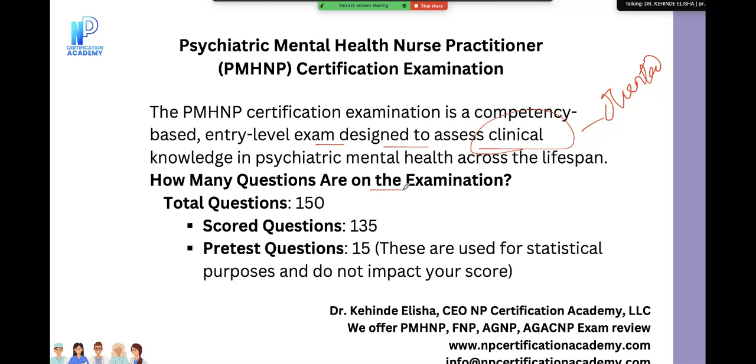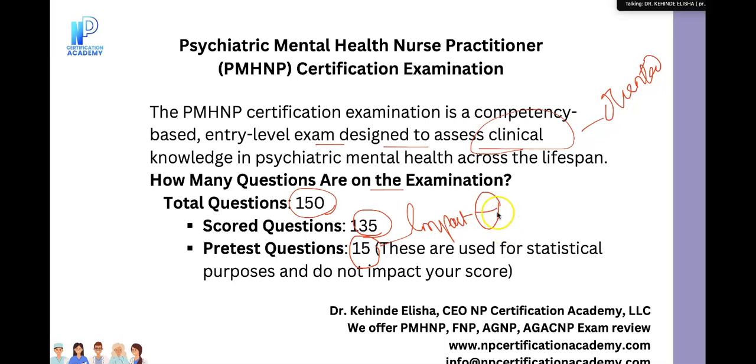And how many questions are on this exam? It's going to be 150. How are they scored? 135 is yours. 15 is for statistical purposes, and it doesn't impact your score in any way. So that means you run into some questions and you don't know what the answer is. You may be lucky. It may be some of those questions that don't add to your score. So we don't need to worry about those.